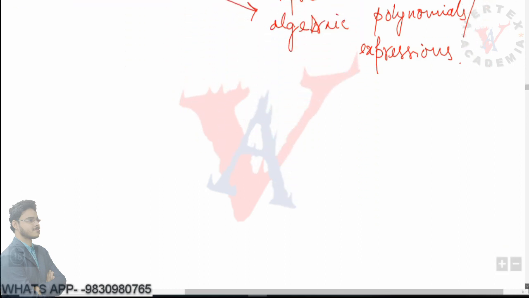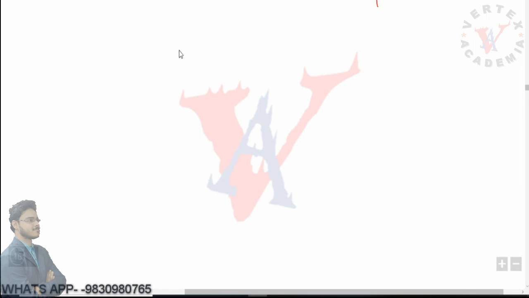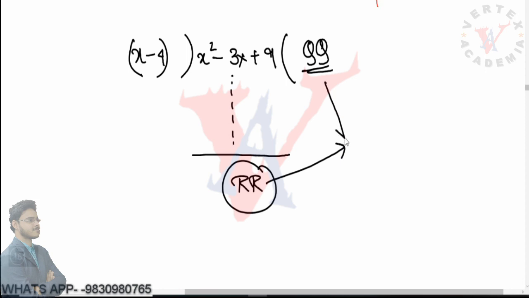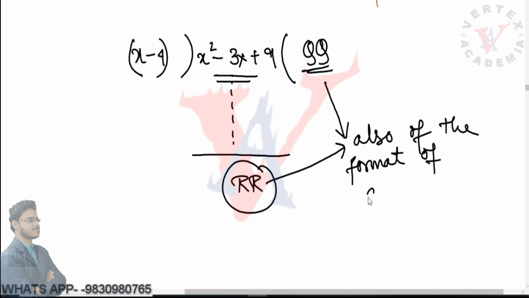So what I mean to say by this is, for example, we have an algebraic expression like x square minus 3x plus 9. This is the algebraic expression or a polynomial. Now we divide it by x minus 4. In this process we get some quotient and we also get some remainder. Since the divisor and dividend are algebraic polynomials, these are also algebraic polynomials.